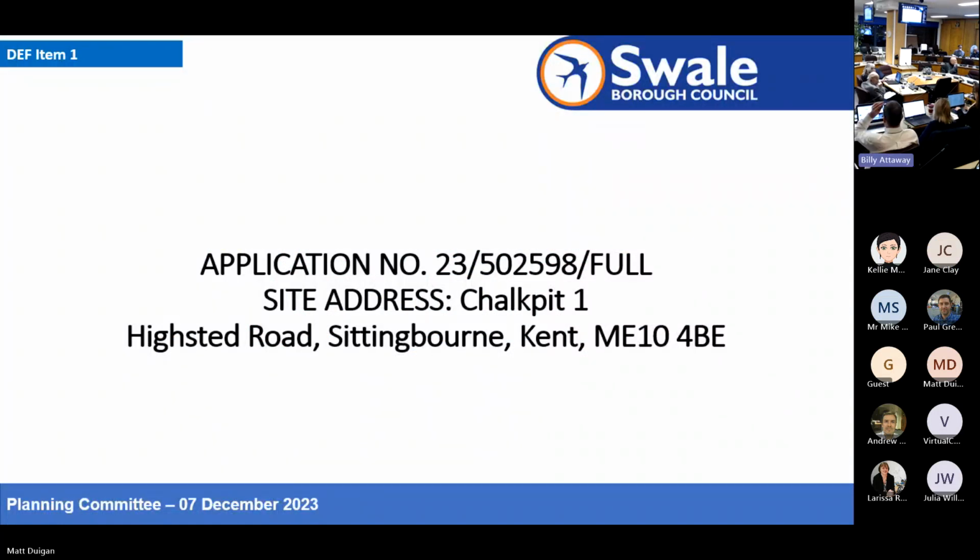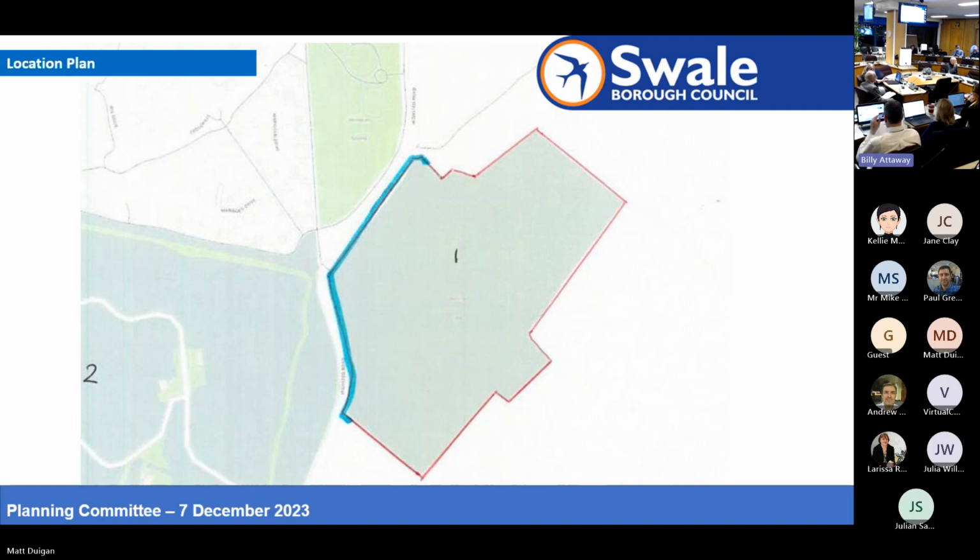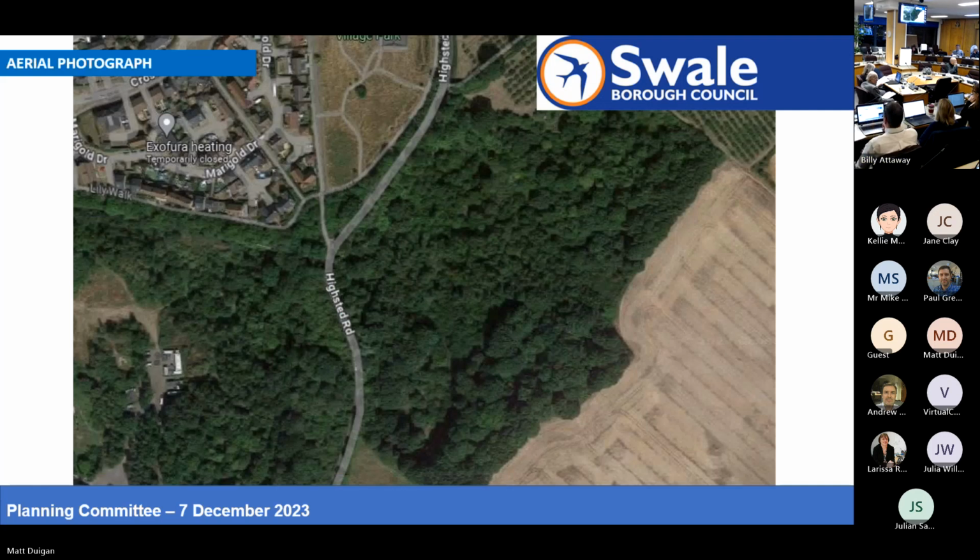So the item relates to an application that was deferred on the 12th of October. The application's for a replacement fence along the western boundary of a former chalk pit. This slide shows the red line site, and the area marked in blue is the length of existing fencing that's to be replaced. And as a reminder, that's along the side of Highstead Road.